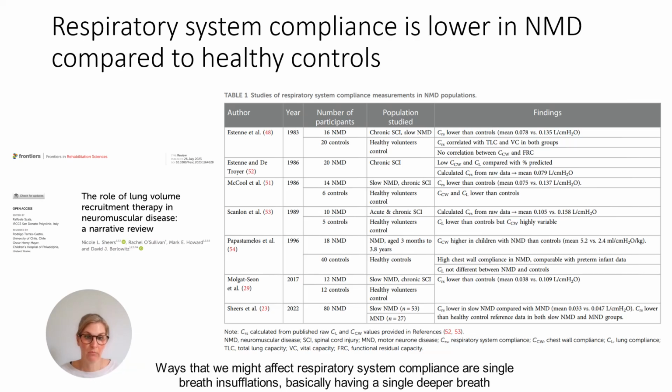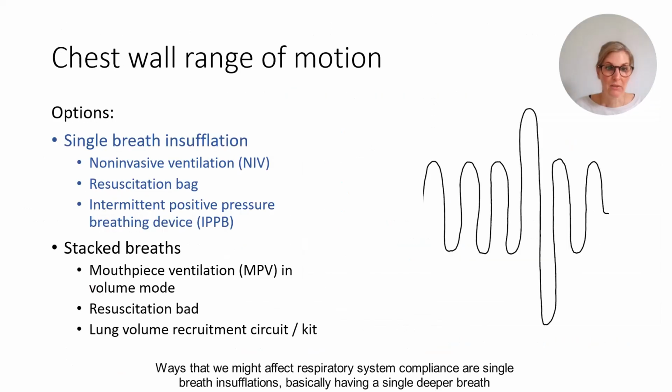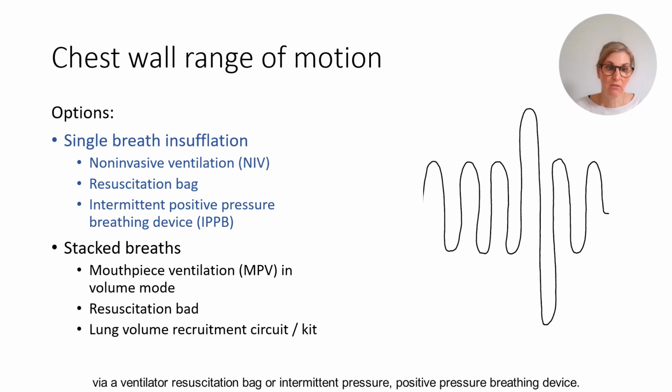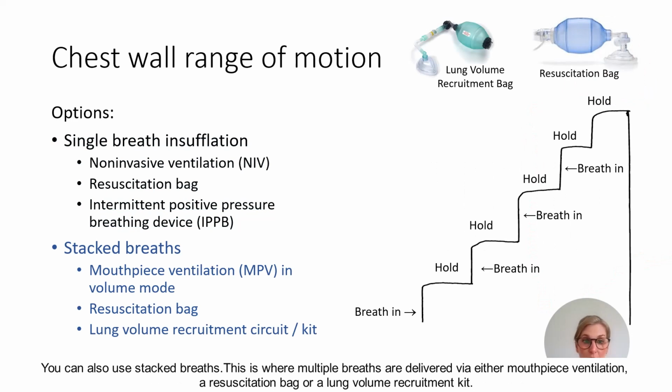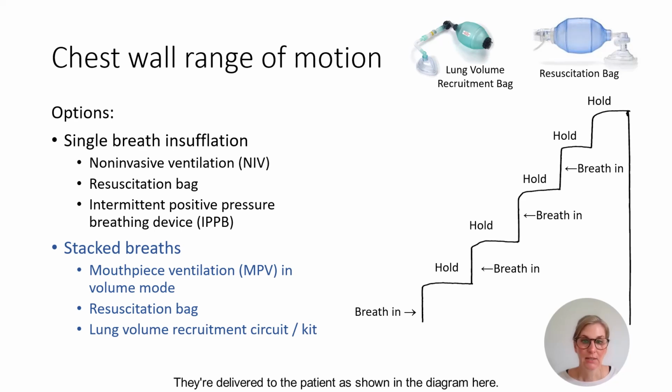Ways that we might affect respiratory system compliance are single breath insufflations, basically having a single deeper breath via a ventilator, resuscitation bag or intermittent positive pressure breathing device. The patient breathes away and then there is an augmented deep breath in. You can also use stacked breaths. This is where multiple breaths are delivered via either mouthpiece ventilation, a resuscitation bag, or a lung volume recruitment kit. They're delivered to the patient as shown in the diagram here.